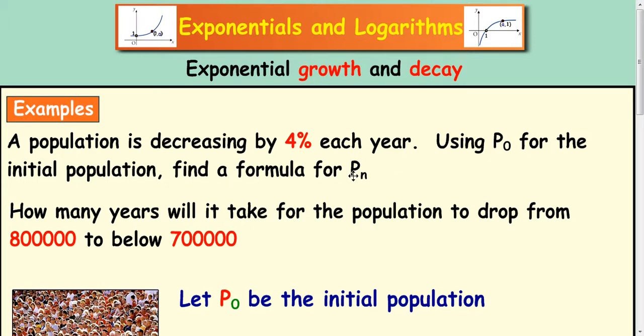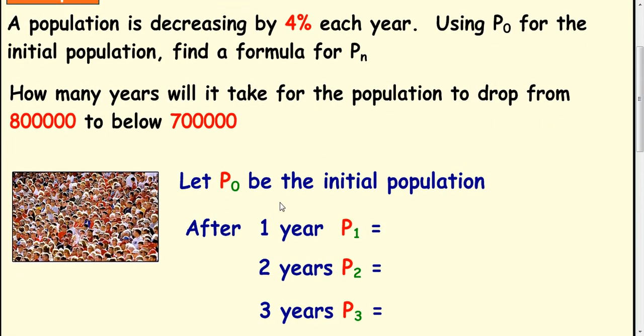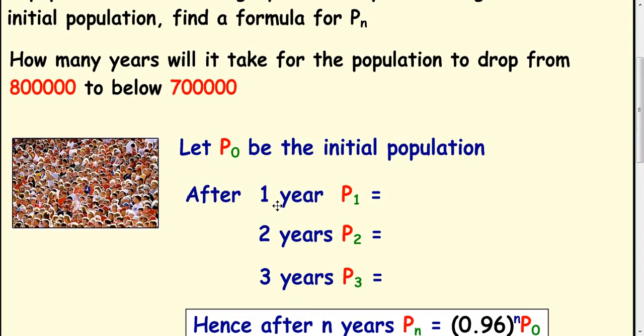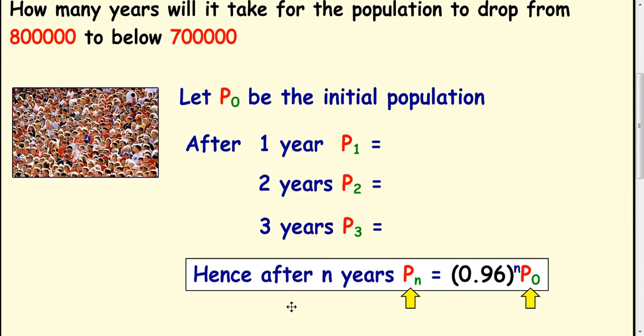This we've done in the last two examples. How many years will it take for the population to drop from 800,000 to below 700,000? This is the new part. So we start off the same way. Let P0 be the initial population. And we'll just do this very quickly because you should have seen it in the last two lessons.